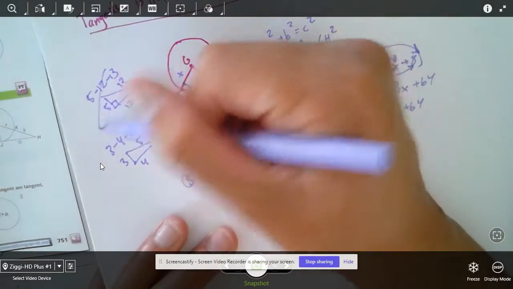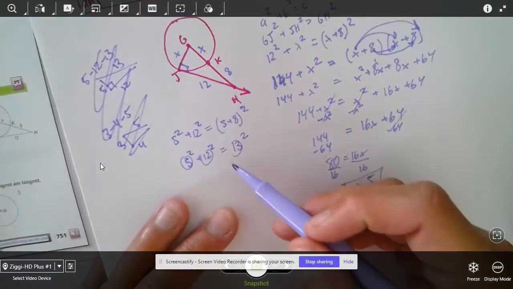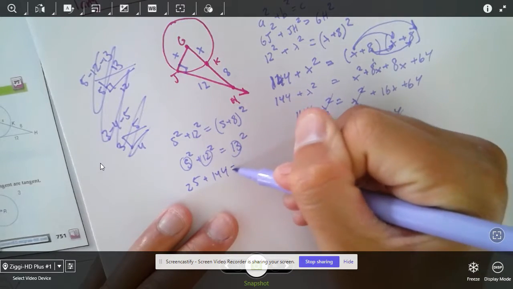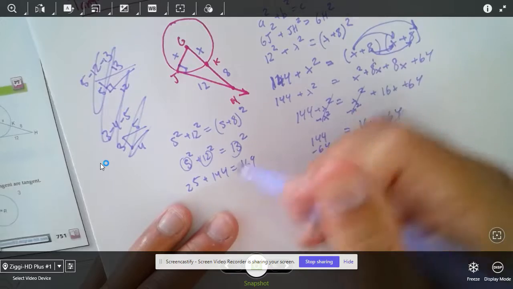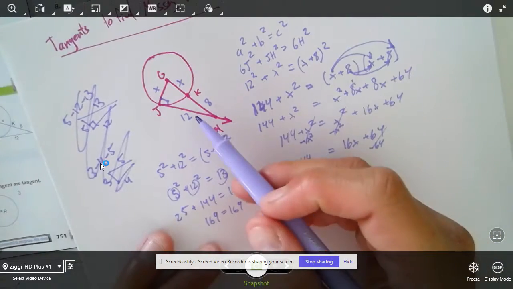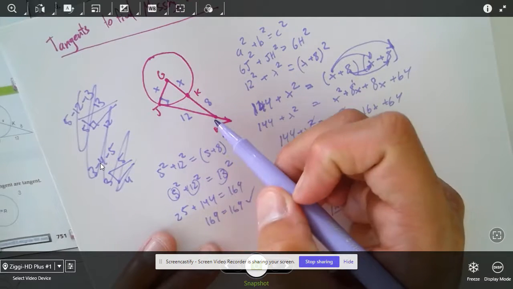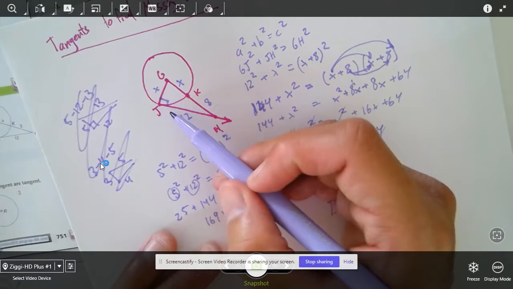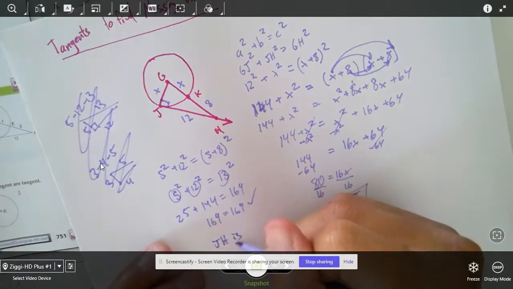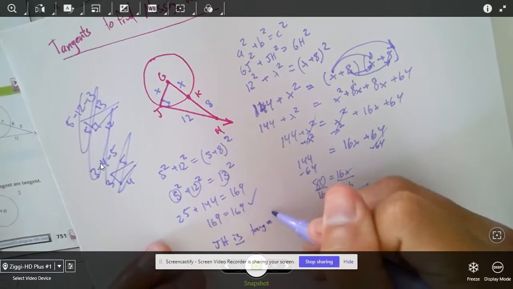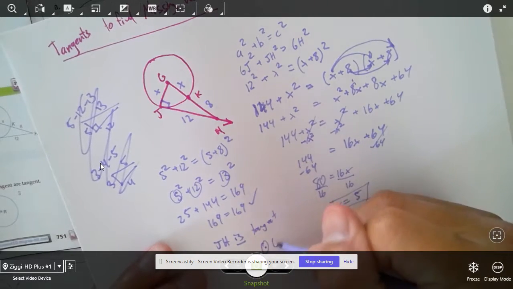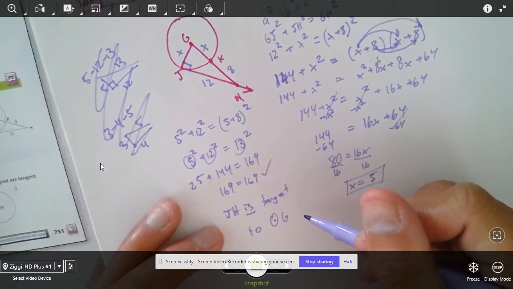But if you don't believe me, you can still do it with math. That's 25 plus 144 is equal to 13 squared, which is 169. 169 on both sides. That checks out. That makes this triangle a right triangle, and then this makes this angle 90 degrees, and then it definitely makes JH tangent to the circle. Circle G, because the center of the circle is G.